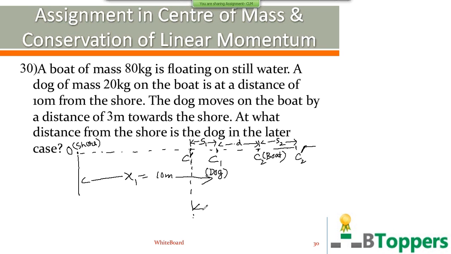That means 3 meters is the distance moved by the dog relative to the boat. That means the distance between the center of mass of the dog and the center of mass of the boat will increase by 3 meters. The initial distance was D meters. Now it is D plus 8 meters.